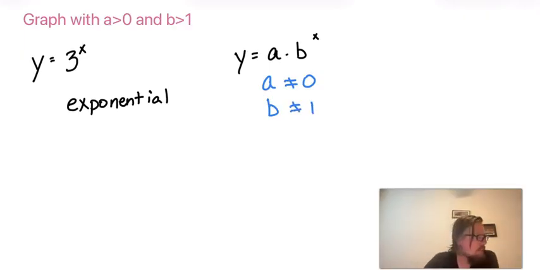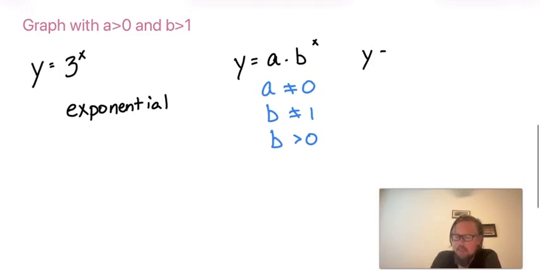So as long as a is not equal to 0 and b is not equal to 1, and also b has got to be bigger than 0. So b is going to be a number that is greater than 0 but not 1, so b could be a fraction, and a can't be 0. So for example, an exponential function could be y equals 2 times 4 to the x power. That'd be okay. A isn't 0, b is bigger than 0 but not 1.